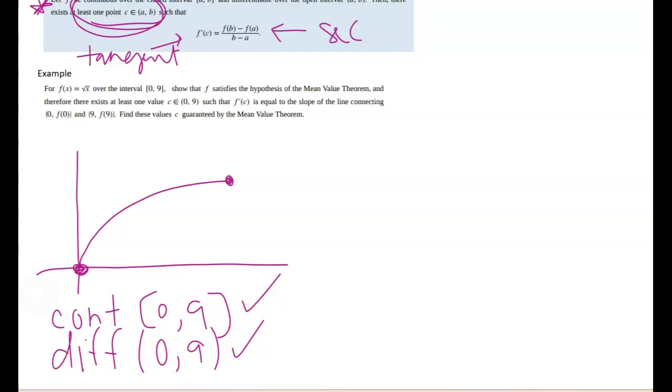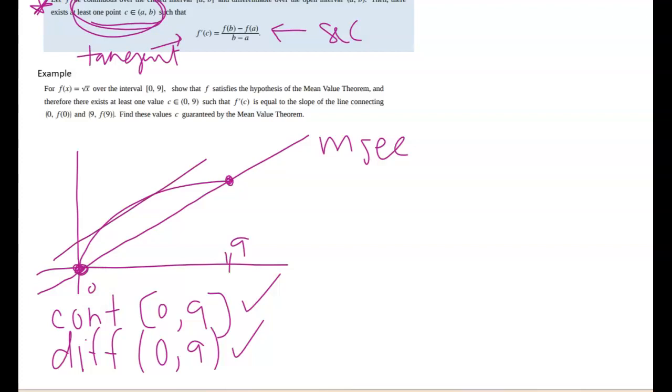So what it means is that, given the slope of the secant line between the two endpoints, there must be a point between 0 and 9 where the slope of the tangent line is the same. So let's see how we look at this. M tan. We're going to try to figure out where that is. Find these values of C guaranteed.